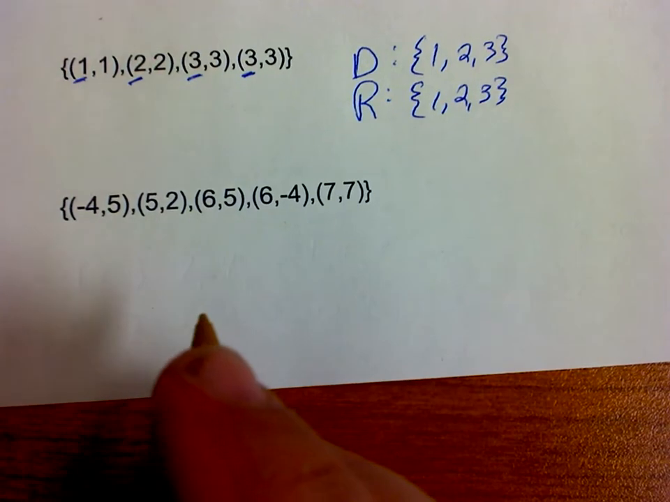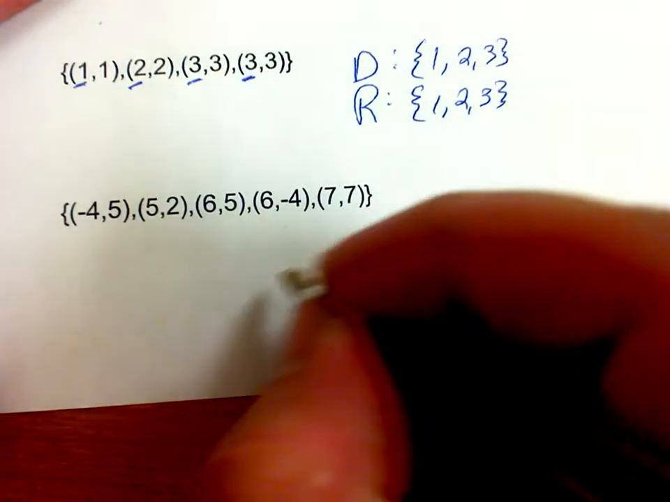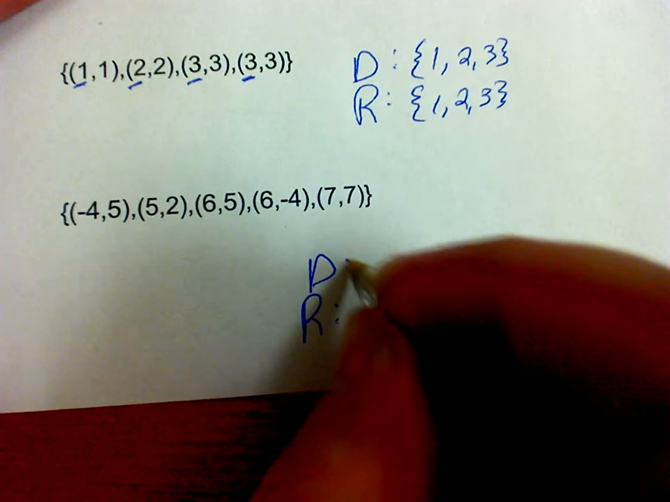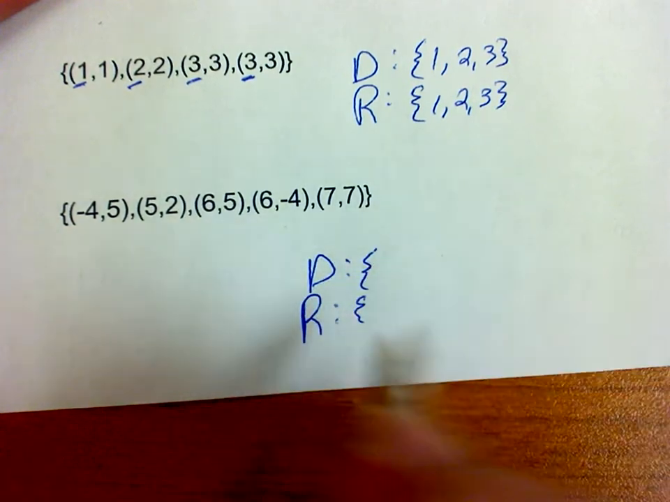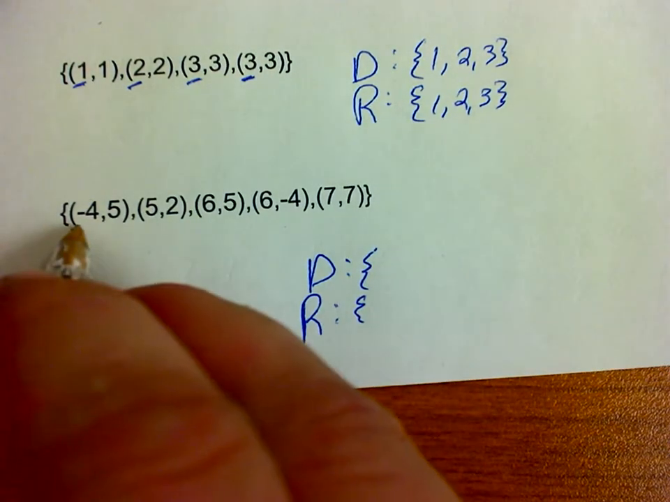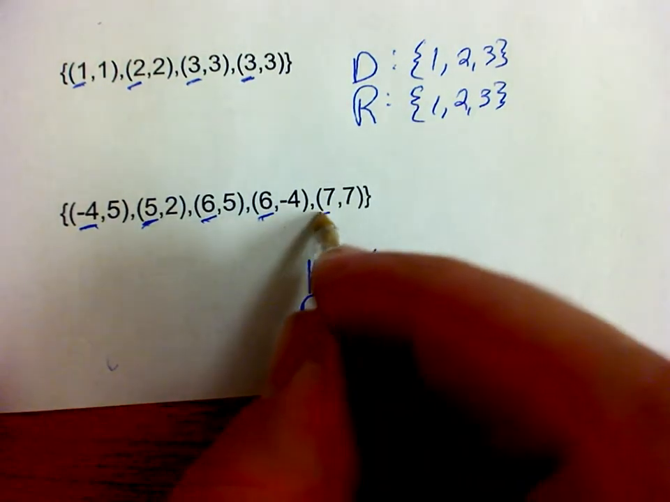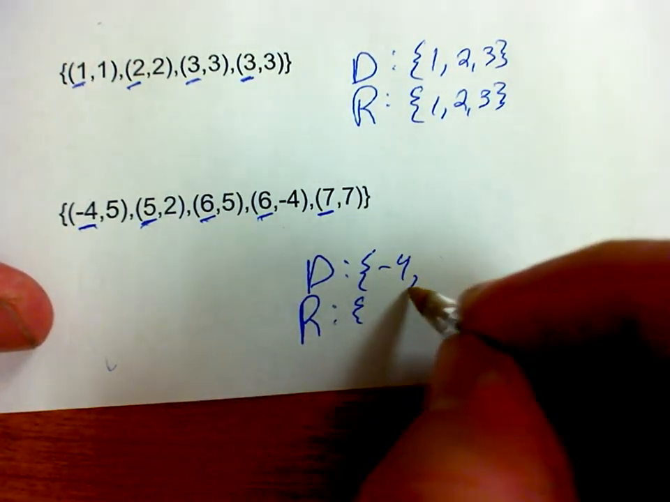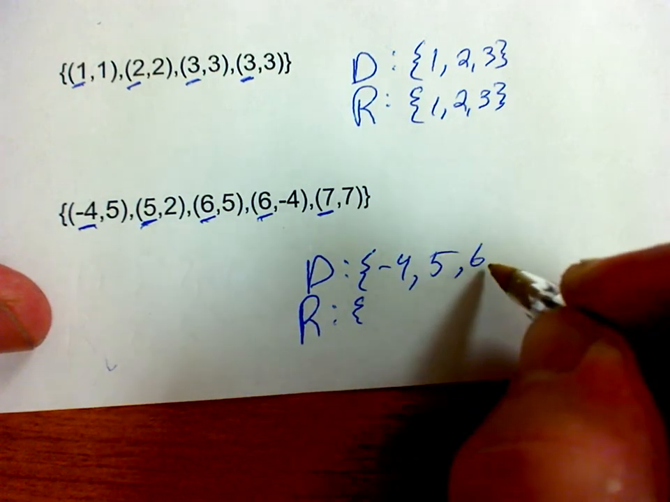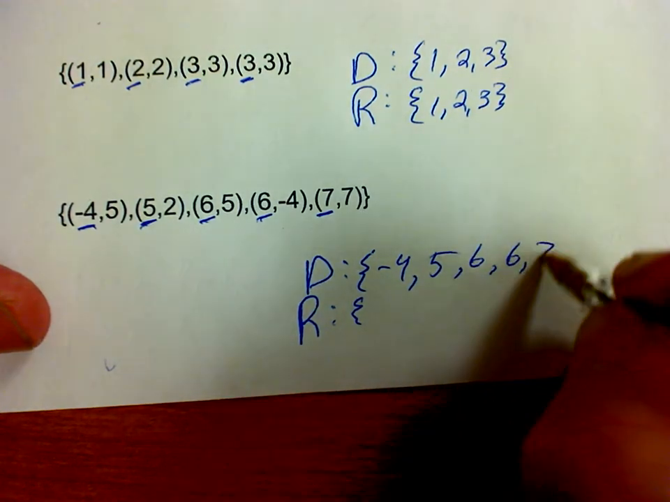Finally, nothing different with this last one here, so let's just take a look at how we're going to approach it. We have domain and range. Just like we had before, let's go through every single parenthesis and underline the first number in each of them. That'd give us -4, 5, 6, 6.